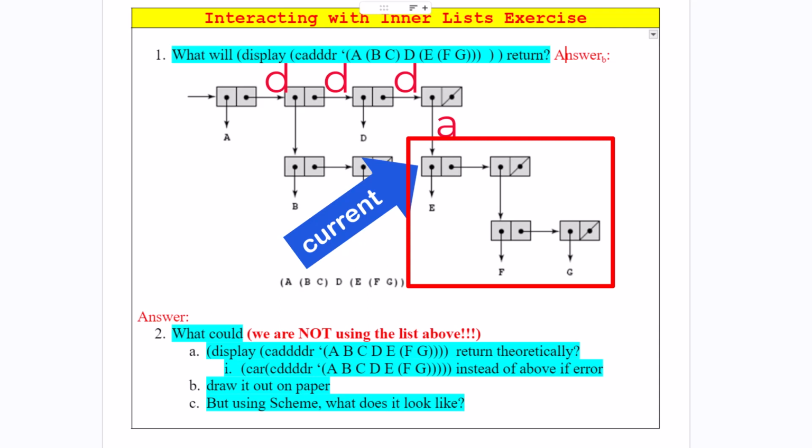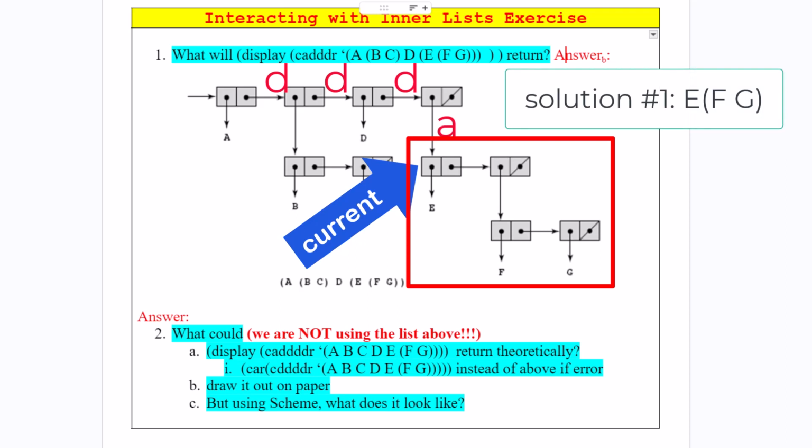So can A return an atom, which it did, but can that atom be a sublist? Yeah, it can. So be very, very careful about that.